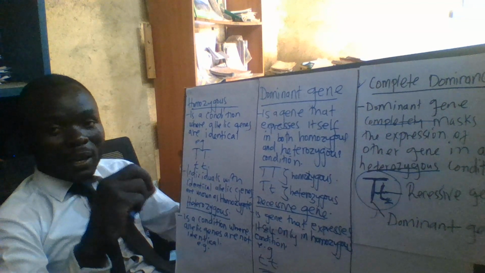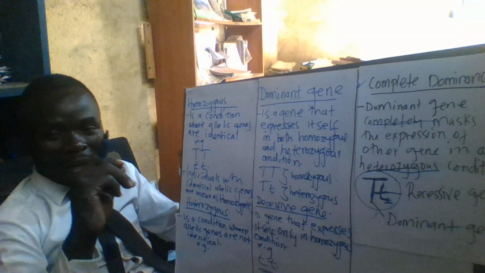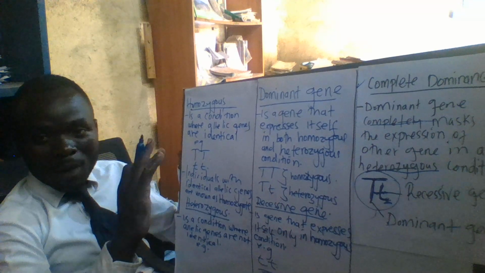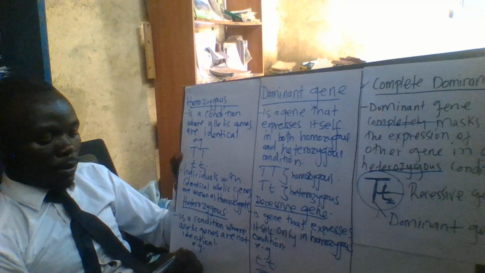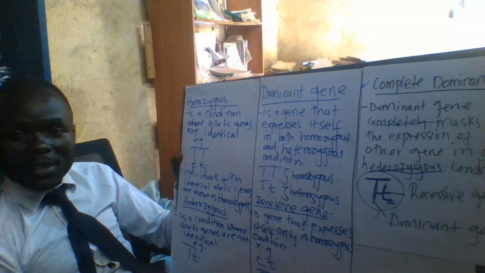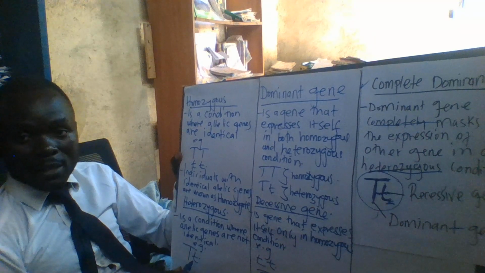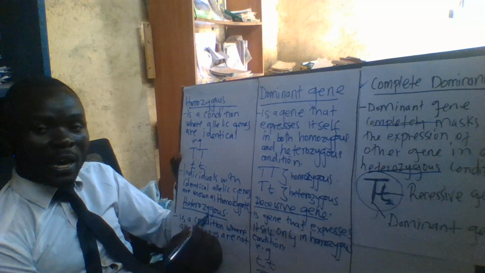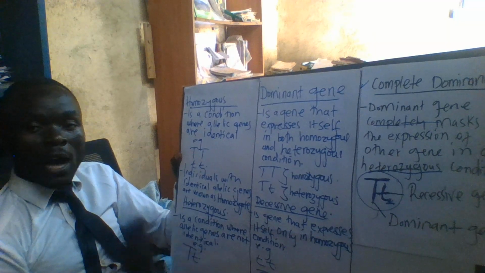Heterozygous condition means that the alleles are no longer the same, are no longer identical. For example, when you look at this, capital T and small t, are they identical? The answer is no. Why? This one is capital, this one is the small letter. Therefore, this condition is referred to as heterozygous condition, a condition where allelic genes are not identical, they are not the same.